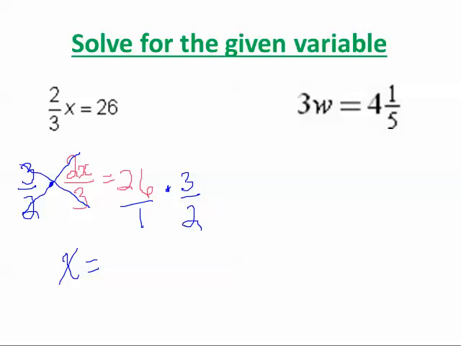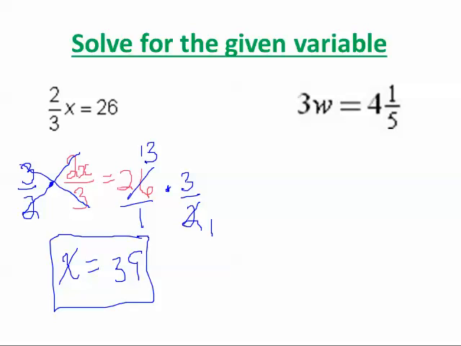On the other side, I need to be more careful. I like to reduce first. So 2 goes into 26 13 times, and 13 times 3 is 39. I can check that in my calculator by typing in 2/3 times 39 over 1, and I should get 26. I could even type in times 39. I don't have to put the 1. Simply checking to see if x is equal to 39.